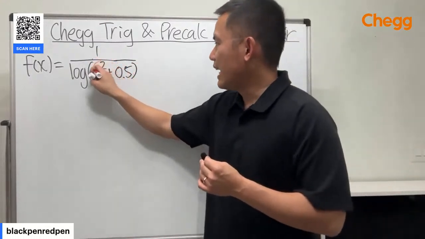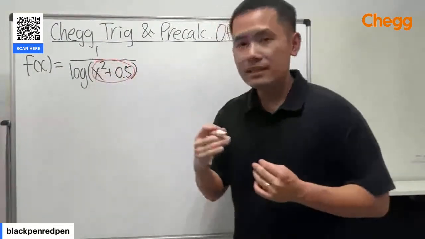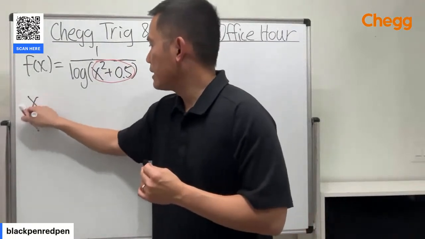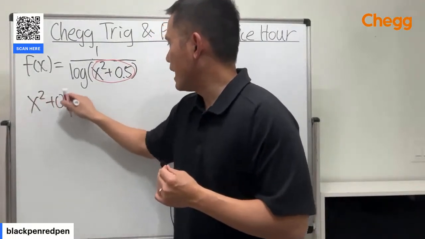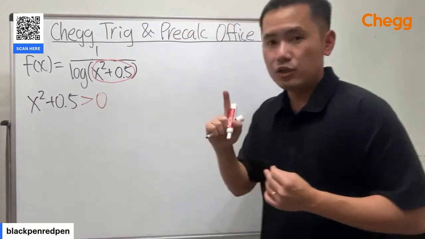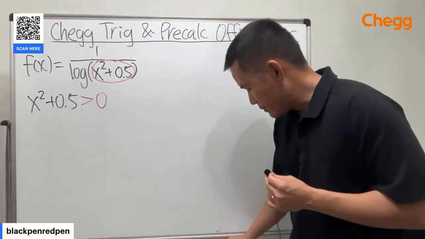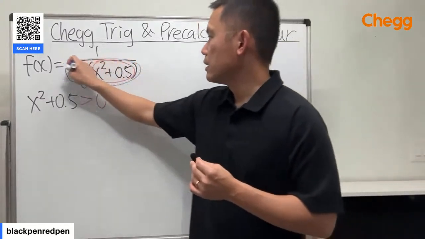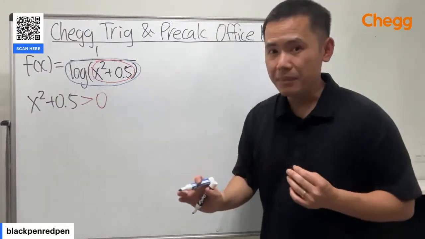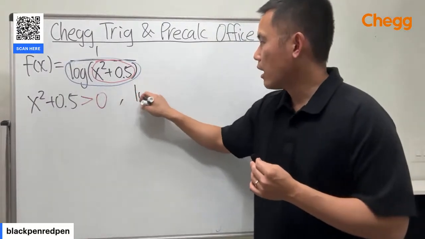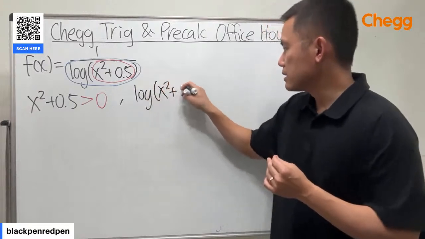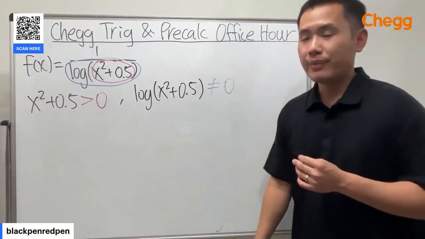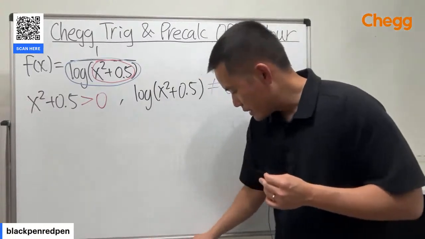Okay, first things first, inside of the logarithm, you have to make sure it's greater than 0. So x squared plus 0.5 has to be greater than 0, condition 1. Now, condition 2, the whole denominator, which is this right here, the whole denominator cannot be equal to 0. So I will write log of x squared plus 0.5 cannot be equal to 0. Okay, let's just solve it.